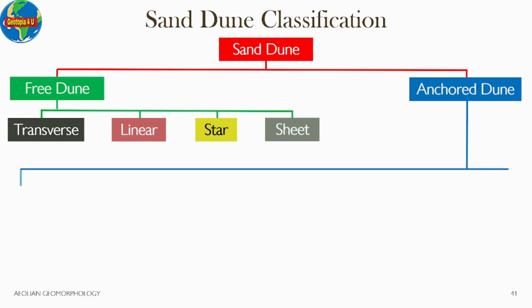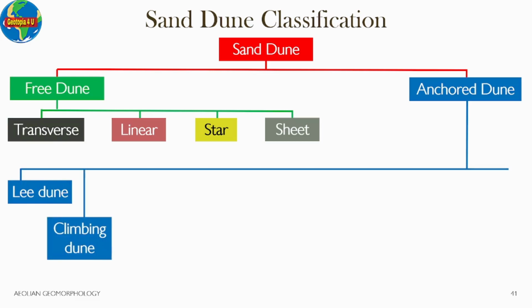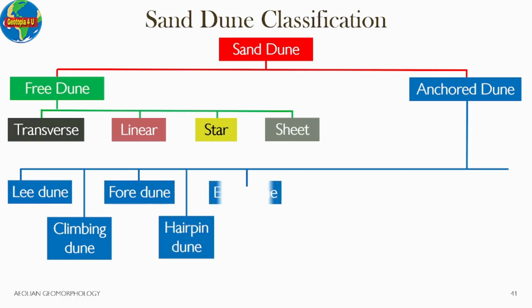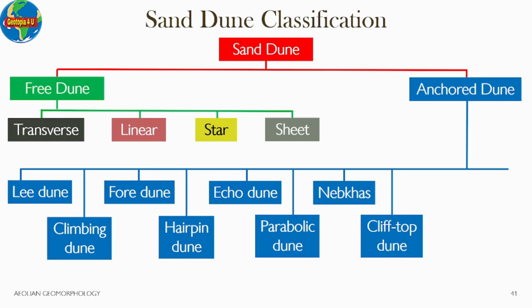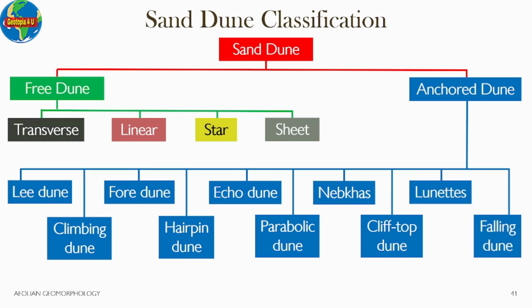Now, anchored dune can be classified into several types of dunes. Number 1, lee dune. Number 2, climbing dune. Number 3, fort dune. Number 4, hairpin dune. Number 5, echo dune. Number 6, parabolic dune. Number 7, nib khas. Number 8, clifftop dunes. Number 9, lunettes. And number 10, falling dune. So these were how we can classify sand dunes.